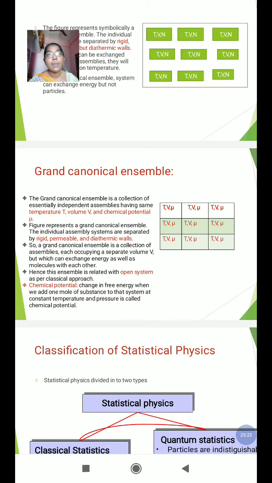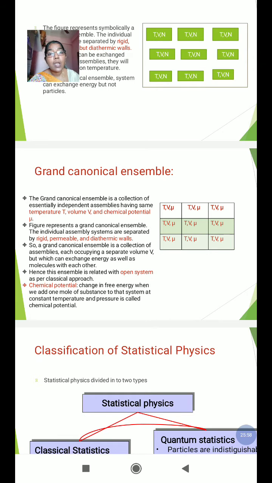Understand here? Chemical potential means the change in free energy by adding 1 mole of substance externally to that system, and this adding of substance is taken at constant pressure and constant temperature. So chemical potential is nothing but the change in free energy when we add 1 mole of substance to the system at constant temperature and constant pressure.